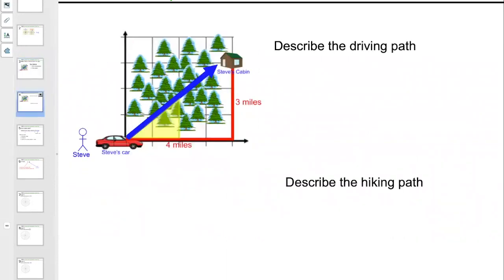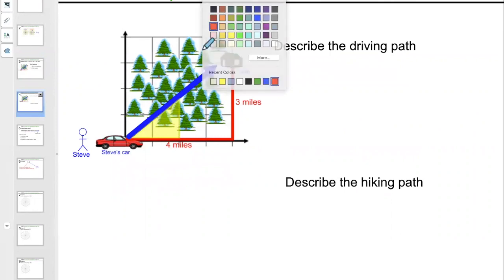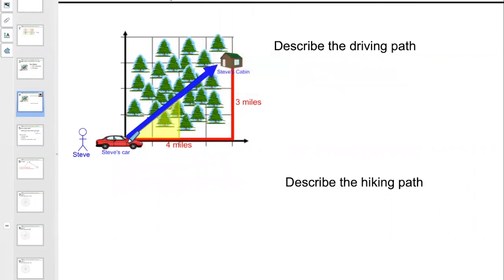So let's take a look at the rectangular and get into the polar points. Rectangular is going to be talking about his driving path. He can only go in straight vertical or horizontal movements. So he's going to drive the car 4 miles horizontally and then 3 miles vertically, and the point (4, 3) would set us right on Steve's cabin.